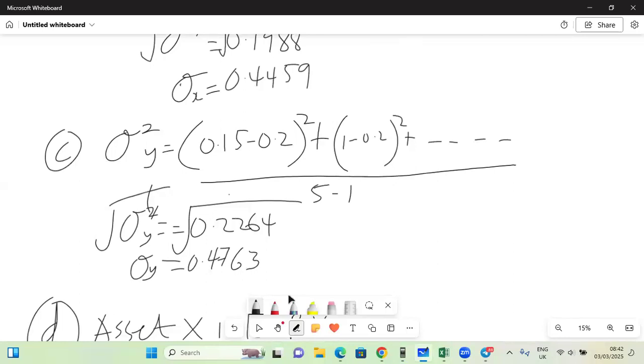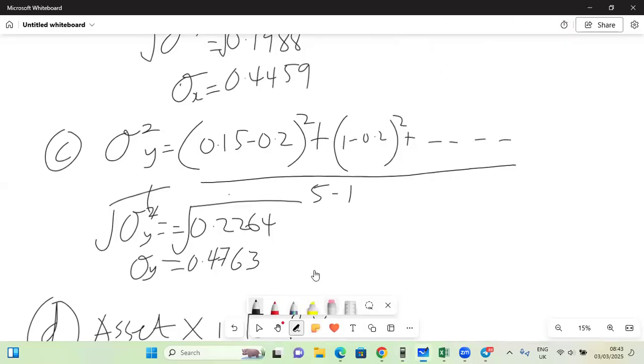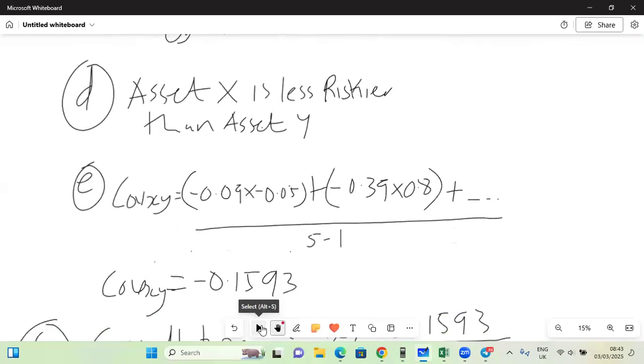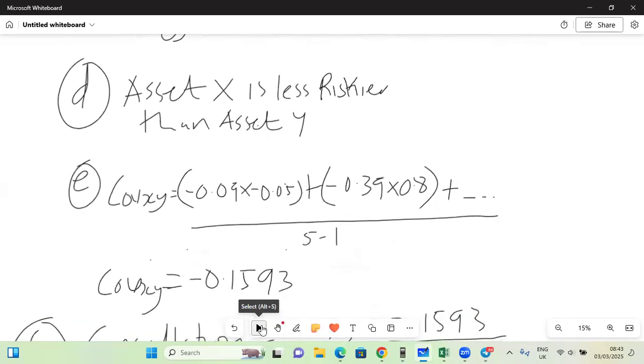Now, answer squared is going to give us 0.2269. All right, so you see we've gotten this so simple. We don't need to do plenty of work. Now, when you compare the standard deviation, you're still going to see the same result.